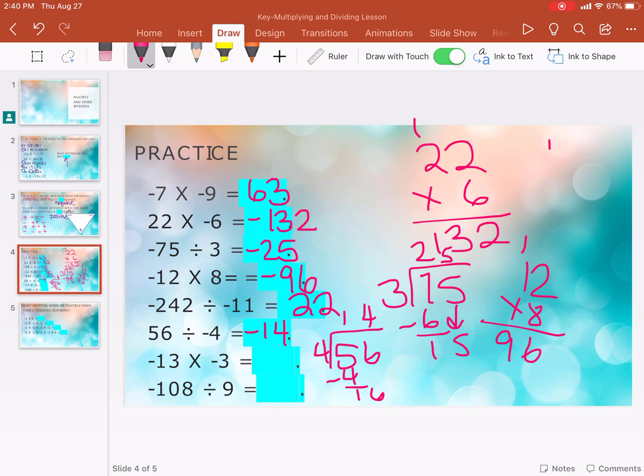And then 13 times 3. 3 times 3 is 9. 39. Negative and negative is a positive. And then 108 divided by 9 is 12. It's a negative and a positive, so it's a negative. So the first one, we had 2 negatives, so it's a positive. The second one, one of each, so it's negative. The third one, one of each, so it's negative. The fourth one, one of each, so it's negative. The fifth one, both positive or both negative, so it's positive. The next one, one positive, one negative is negative. Then 2 negatives is positive, and one of each is negative.